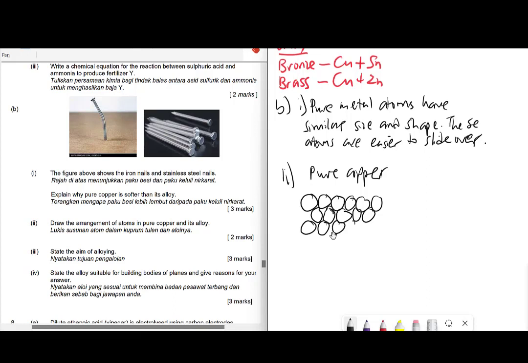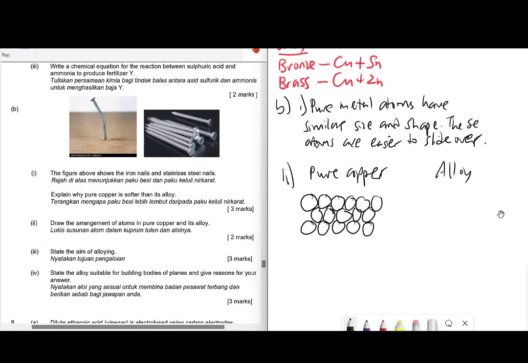This is how you draw. So the examiner will see they are the same size, same shape, and they are in layers. You can see one layer, second layer, and the third layer. Okay, so that's your pure copper. Next, we're going to draw the alloy. If you cannot remember the name of bronze or brass, what you can do is just write the name alloy.